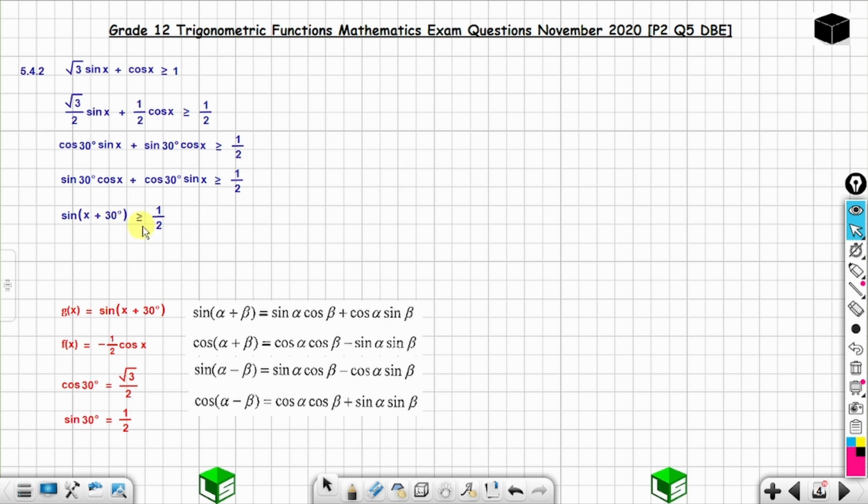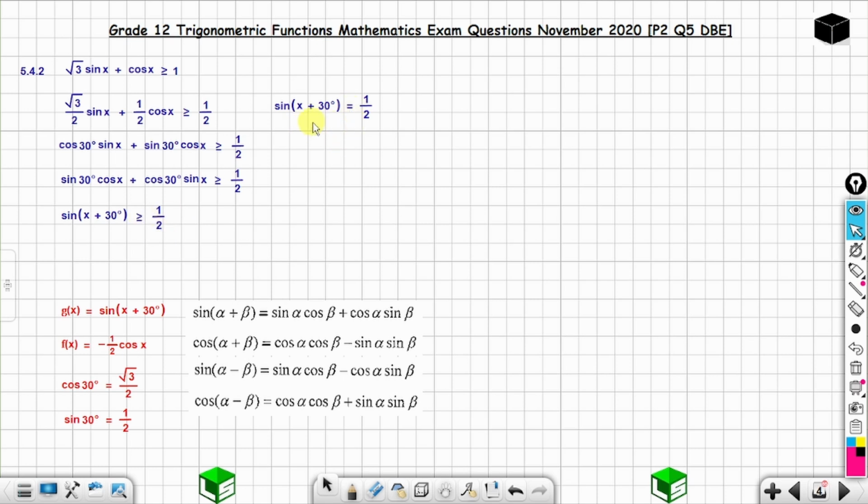Now you have this. You can see now this is the graph of G. So you are going to use the graph of G to answer this question. Where is the graph of G greater than or equal to 1 over 2? To find x, let's use equal for now. I'm going to write like this, equal 1 over 2. I'm using equal for now to find x. We are going to find out the values of x when this is greater than or equal to 1 over 2. For now, let's use equal.